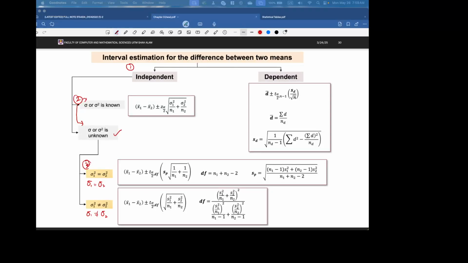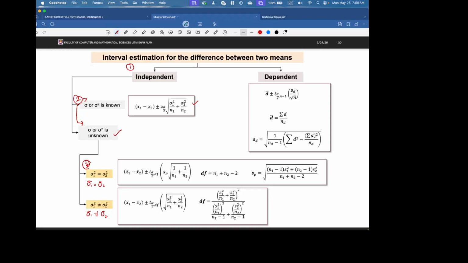Let's continue. For interval estimation for the difference between two means, you have to decide, first, whether it's independent or dependent, and next, whether the sigma or sigma square is known. This is already discussed in the last examples. Now what if the question does not give us the sigma or sigma square information?